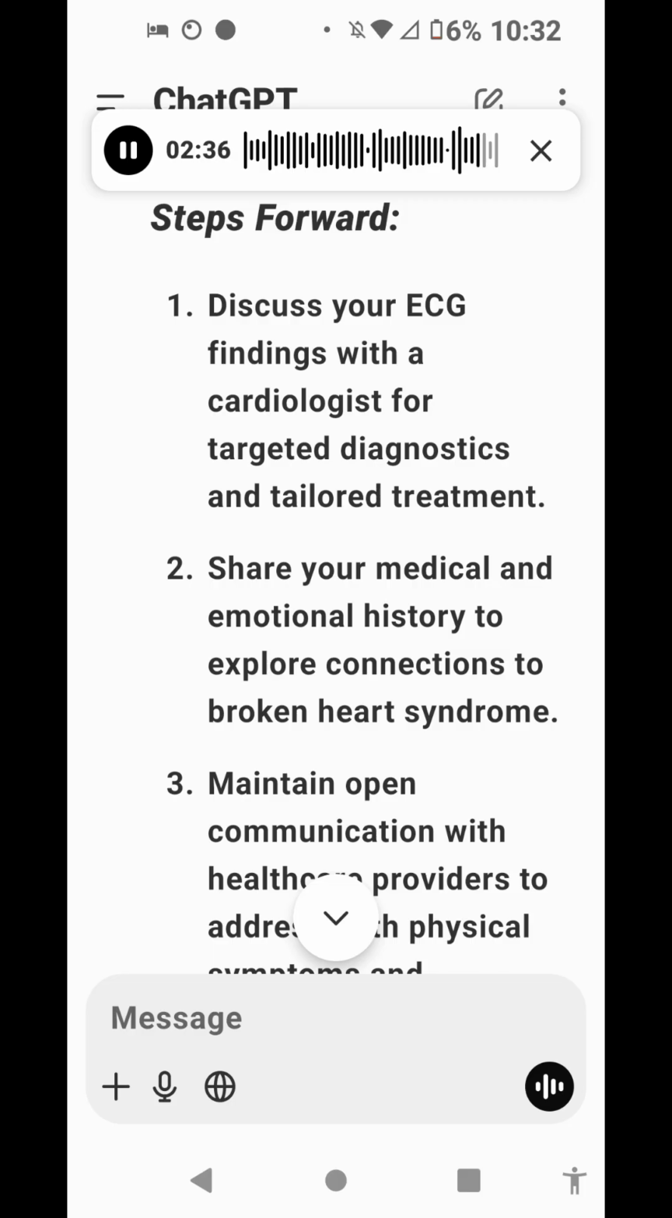This information emphasizes the value of professional medical advice while offering an understanding of your ECG findings. If you're feeling overwhelmed, seeking support from trauma-informed care providers could offer additional relief.